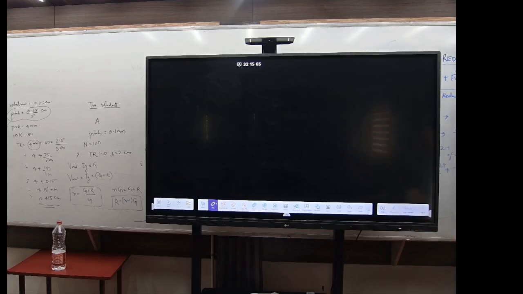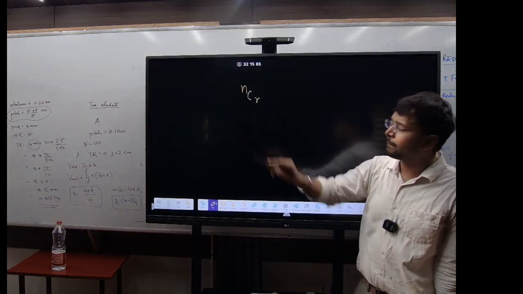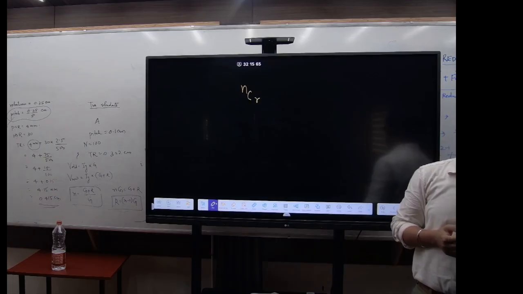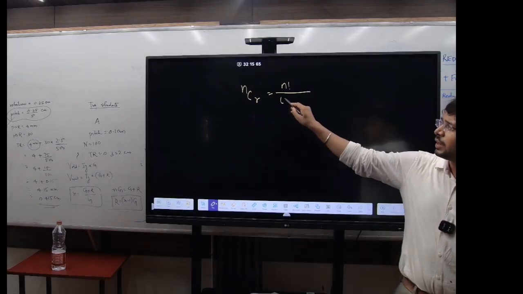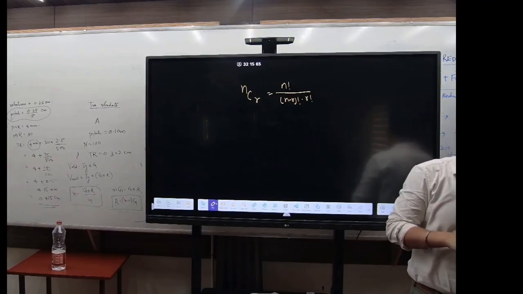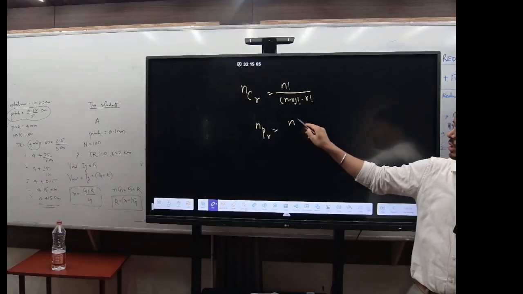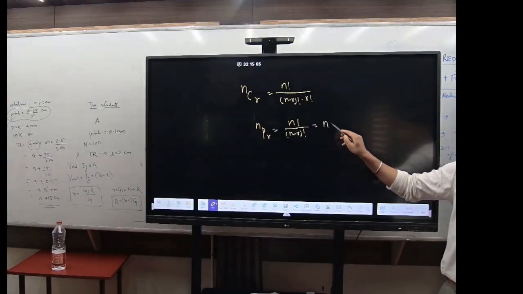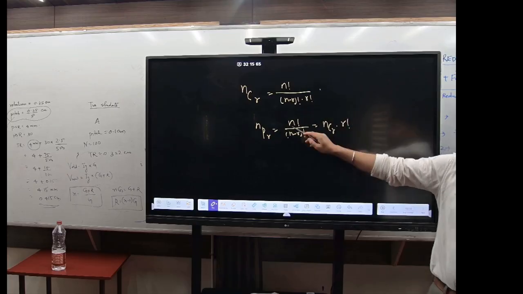Now I'll ask one question. PNC, you might have studied. What does this mean? NCR. What is the formula first of all? N factorial upon N minus R factorial R factorial. And there is one formula called NPR. What is this formula? N factorial upon N minus R factorial. Basically NCR into R factorial. If you multiply by R factorial, you will get NPR.